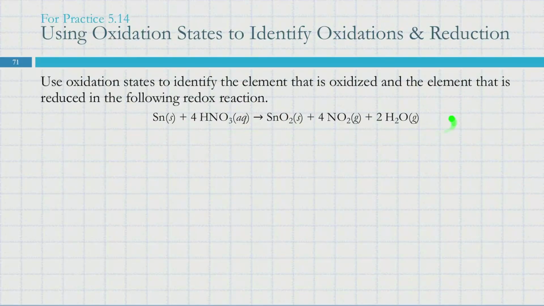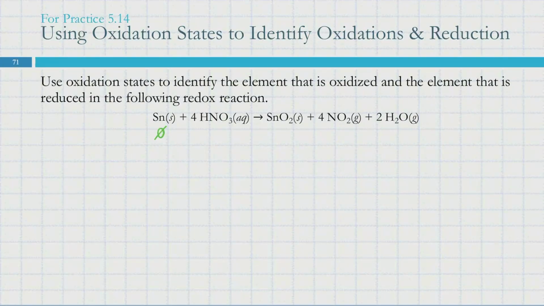And since we've got a bunch of different things, it's not entirely clear right away what went up, what went down. So we'll assign some values. Tin is the first thing that shows up. Tin's by itself, so it gets what oxidation number? 0. Tin normally exists as monatomic Sn, so it gets a value of 0.